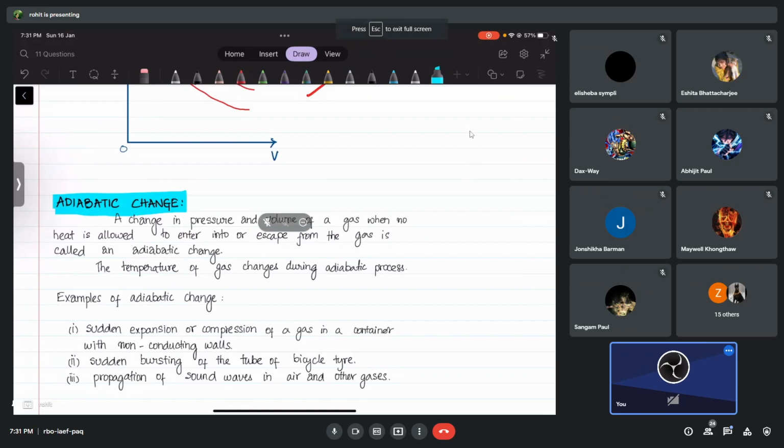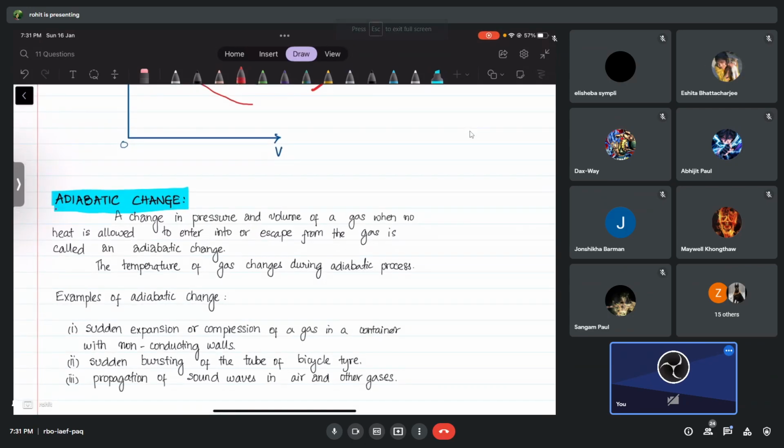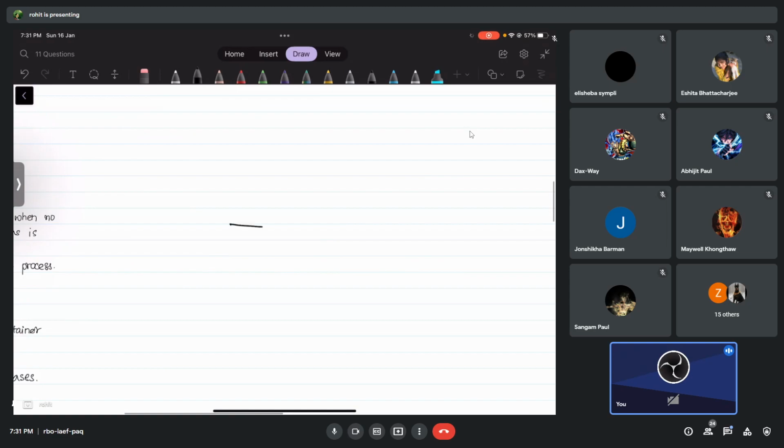So what is this adiabatic change? Adiabatic change, right? Let's take the gas again. You really have to think of it, then we can proceed.